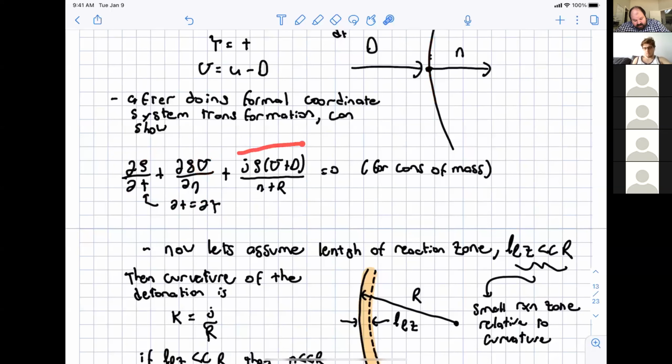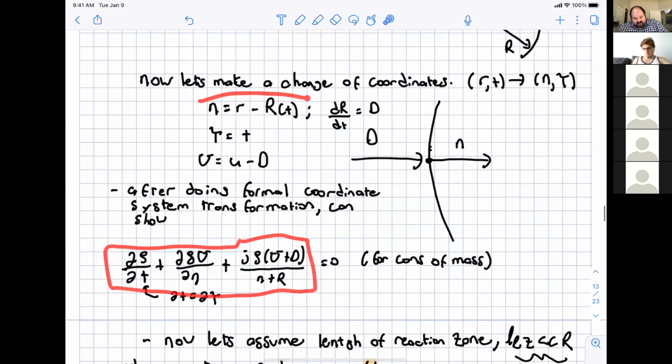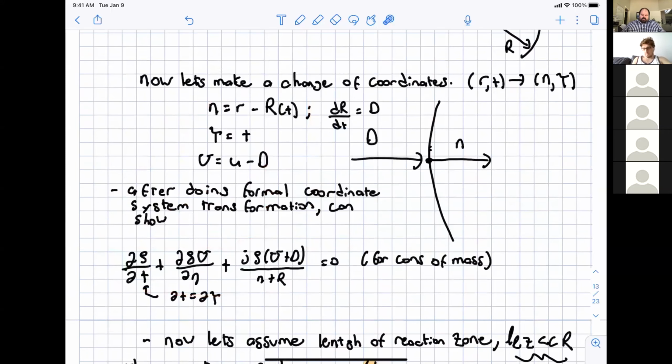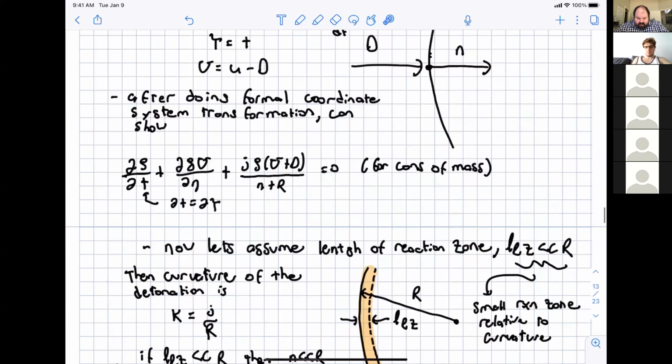But when you do the transformation, we do wind up with this extra source term that accounts for the curvature effects of the detonation. Up to here, this equation is actually exact. This is just conservation of mass in this flipped coordinate system. And you can do the same thing for all of the other equations. Right now, this didn't gain us very much. You still need to solve it in a steady form and all that stuff.